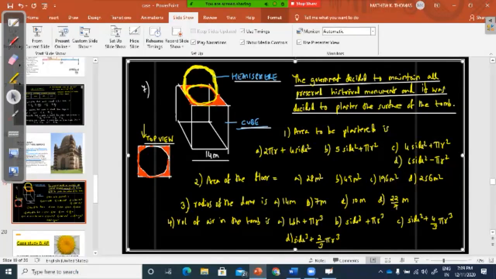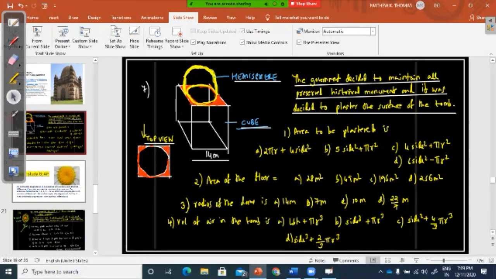A, B, C, or D? Side cube plus 2 by 3 pi r cube, correct. So that's an easy question. It's just to check with the formulas. Remember, in a monument, this is the change.